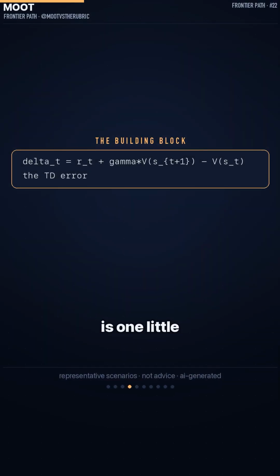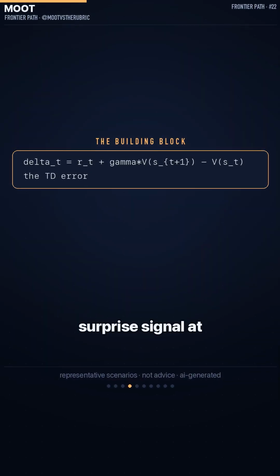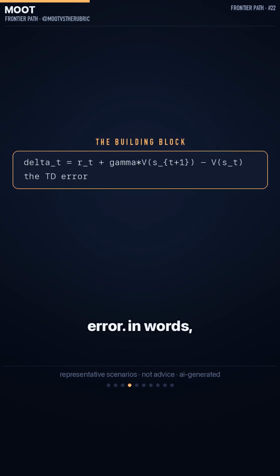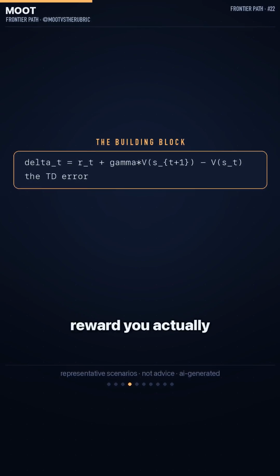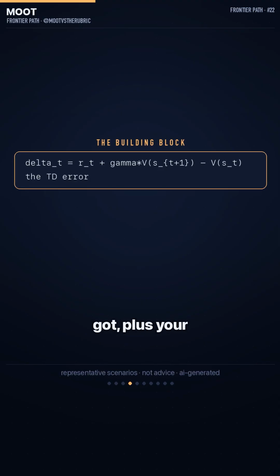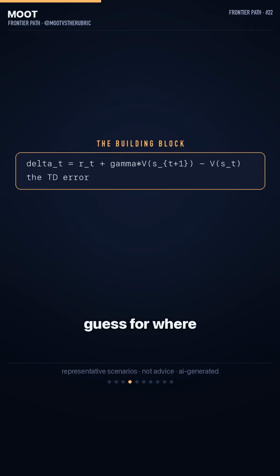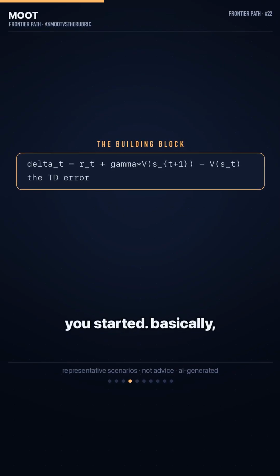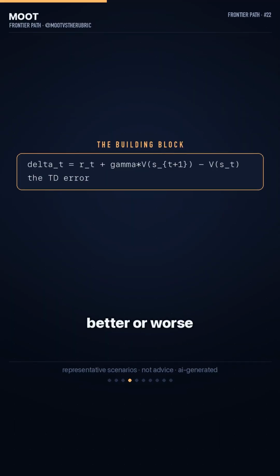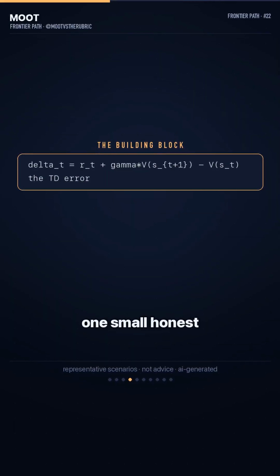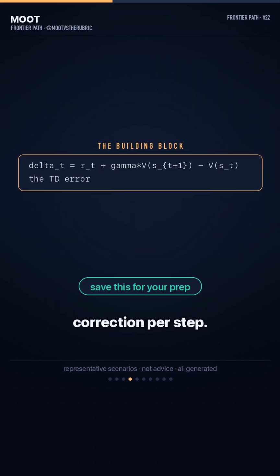The building block is one little surprise signal at each step, called the TD error. In words, it is the reward you actually got, plus your value guess for where you landed, minus your value guess for where you started. Basically, was this step better or worse than I expected? One small, honest correction per step.